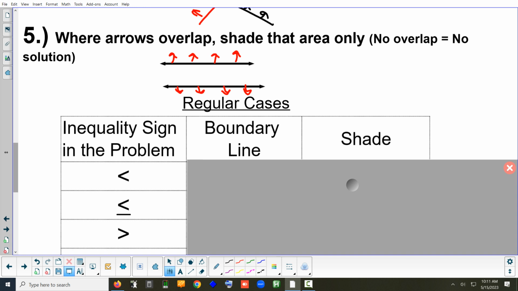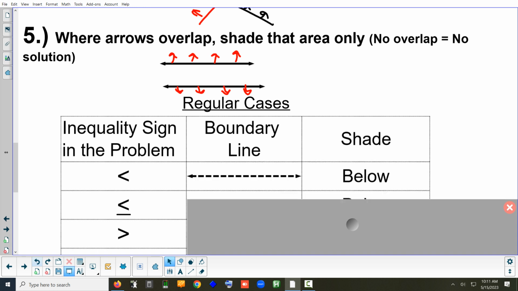All right, so let's talk about our tables, which we kind of already did. If you had a less than symbol, what would your boundary line look like? Solid or dotted? Yep, this would be dotted. And for a less than, would you shade above or shade below? Yep. So this is dotted and below.